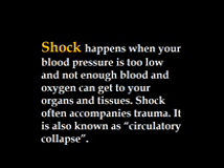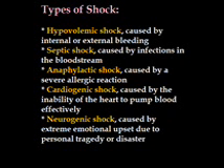Shock happens when your blood pressure is too low and not enough blood and oxygen can get to your organs and tissues. Shock often accompanies trauma. It is also known as circulatory collapse. Types of shock: hypovolemic shock caused by internal or external bleeding, septic shock caused by infections in the bloodstream, anaphylactic shock caused by severe allergic reaction, cardiogenic shock caused by the inability of the heart to pump blood effectively, neurogenic shock caused by extreme emotional upset due to personal tragedy or disaster.